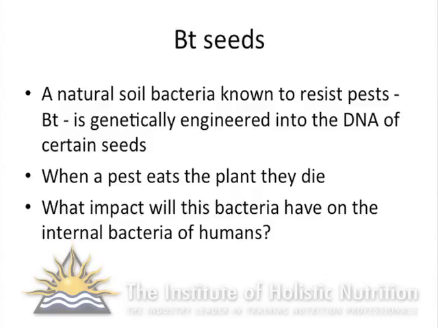So Bt is actually a natural soil bacteria. It exists in the soil naturally, and we know that it helps plants be resistant to certain pests. An organic farmer might actually use Bt insecticide, but it's really just a bacteria. It's kind of like releasing ladybugs into your garden to help control certain bugs. So the seed is actually genetically engineered to have this bacteria in the DNA. When the bug comes along and takes a bite of the plant, the pest dies.